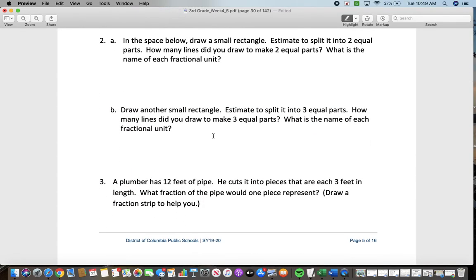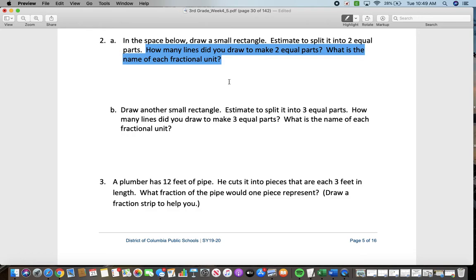For 2A, it says in the space below, draw a rectangle. Estimate to split it into 2 equal parts. How many equal parts? 2 equal parts. Then it's asking you, how many lines did you draw to make 2 equal parts? What is the name of each fractional unit? So you are needing to do 3 different things. Not only are you drawing a rectangle and splitting it into 2 equal parts, you then need to answer these 2 questions.